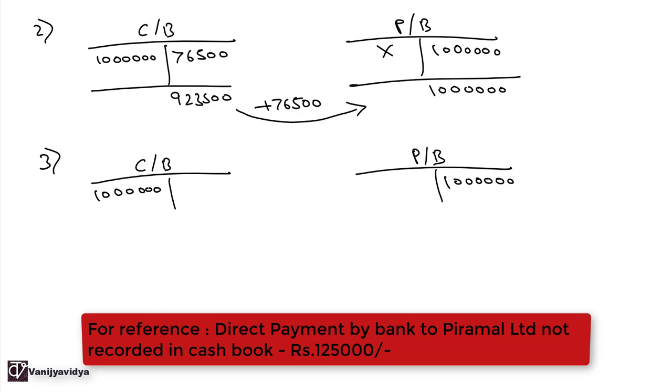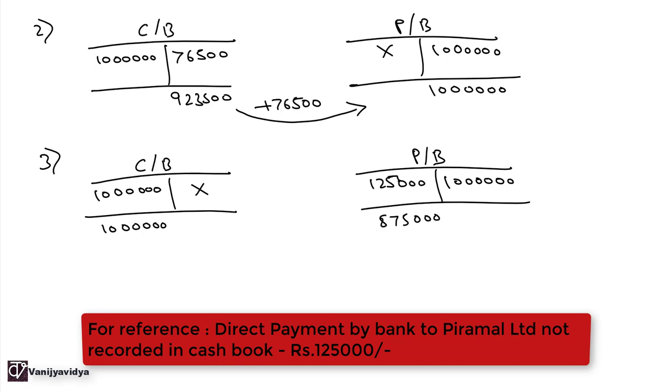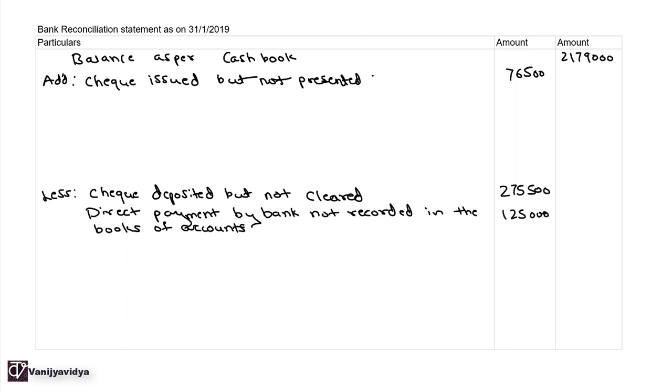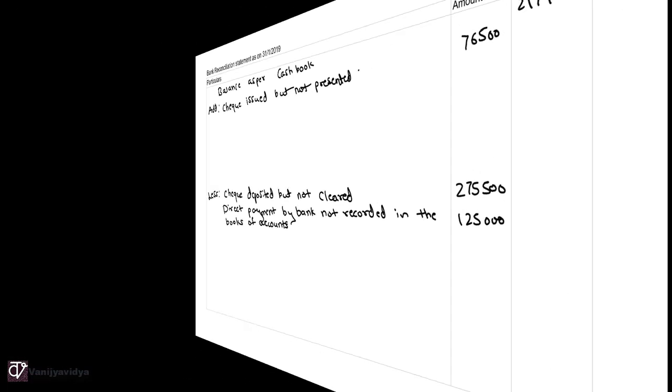There is a direct transfer or direct payment by the bank. So 1,25,000 on the debit side of passbook, but there is no entry in the cash book. So the balance as per cash book is 10 lakhs. Balance as per passbook is 8,75,000. Now we are moving from cash book to passbook, so we have to reduce 1,25,000 in the bank reconciliation statement. Let's do this. Less direct payment by bank not recorded in the books of accounts 1,25,000. Now let's see the next transaction.